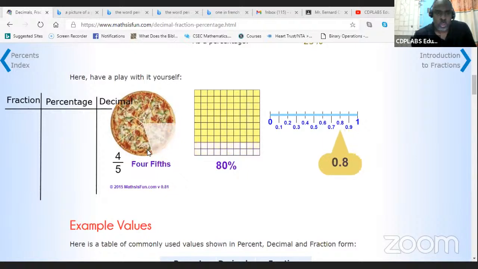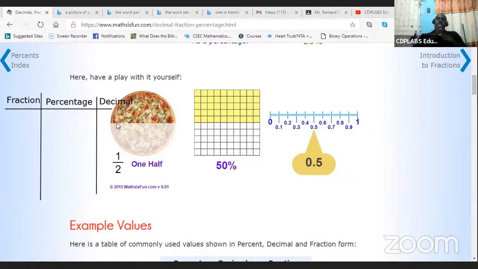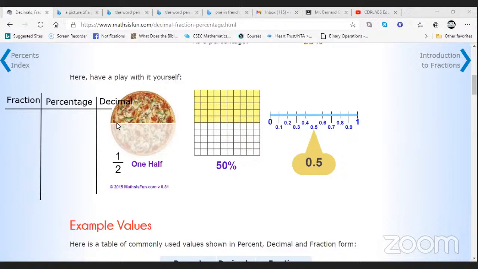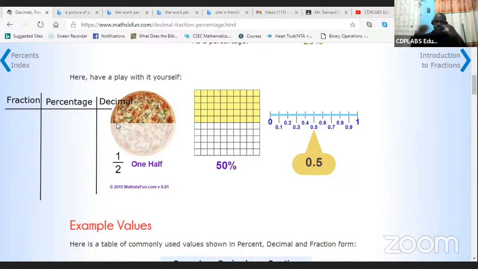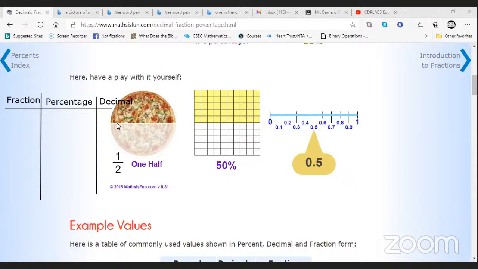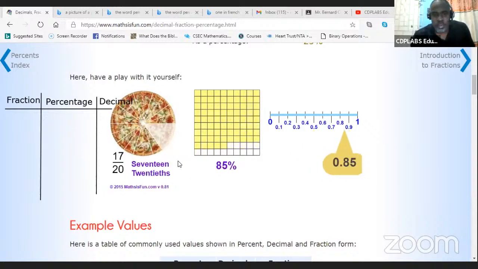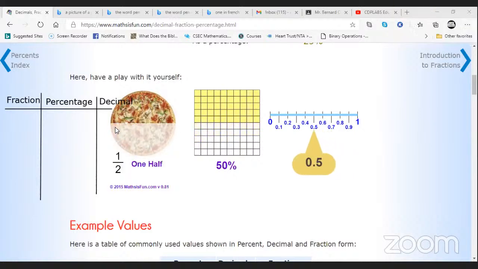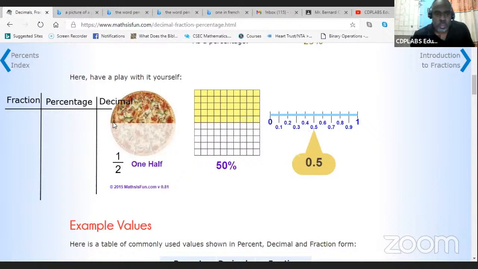In the second row, you're going to write a half under the fraction column, 50% in the percentage column, and 0.5 in the decimal column. So everybody do that now. Remember the percent symbol. So 1/2 is 50% in the percentage column, and 0.5 in the decimal column.